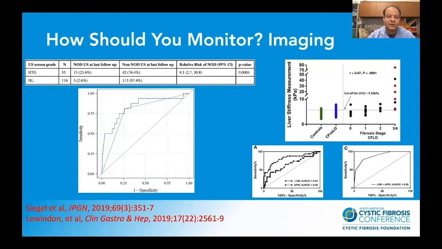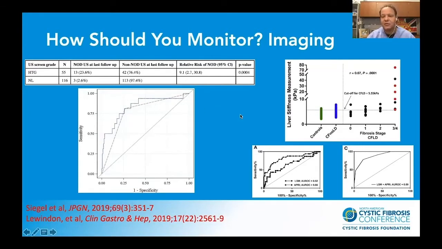We also looked at the area under the curve. Here in the red line shows if we look at just the ultrasound pattern, heterogeneous as a risk for developing nodular versus having an elevated APRI in the blue line. I'm sorry, my cursor is not working. Here we are. And you can see that there's not a big difference between the two.